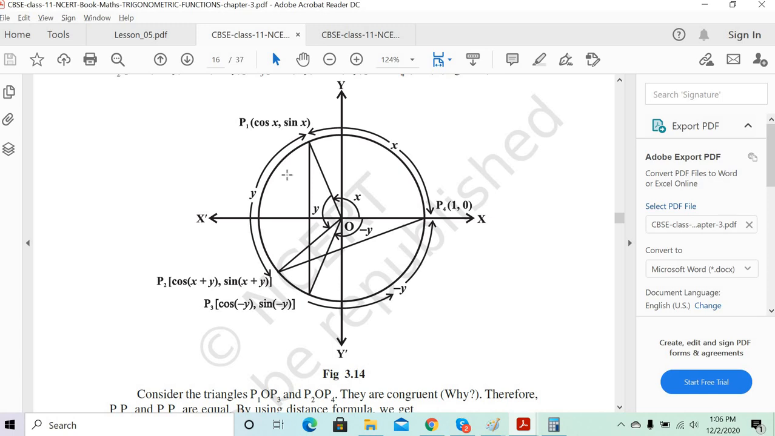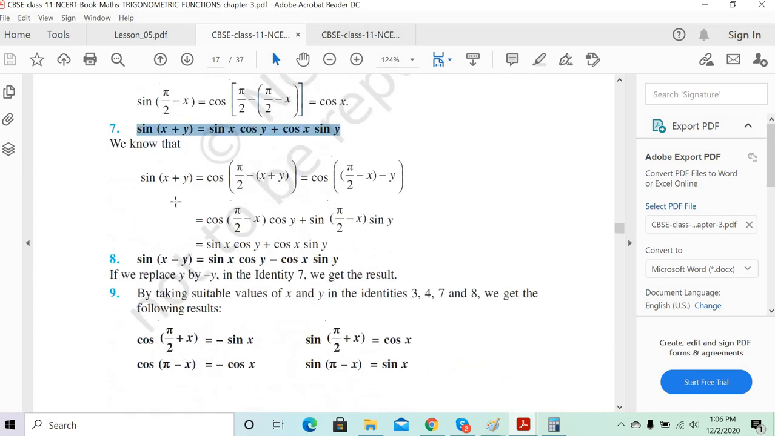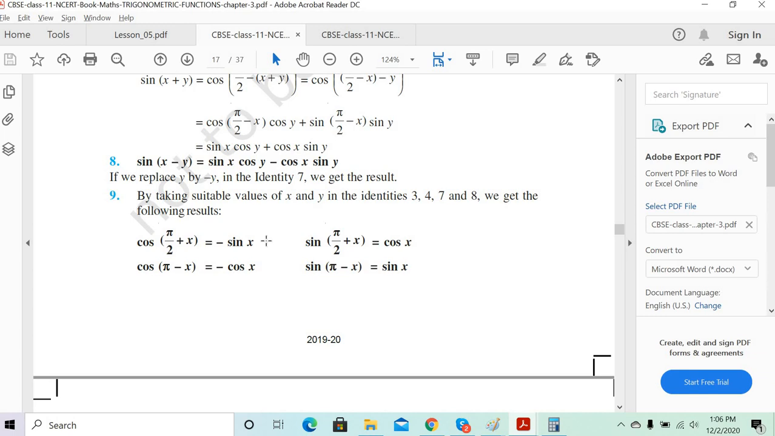So sin(90 plus theta) will be cos x because it is complementary, and it is a positive sign because it is coming in the second quadrant. Second quadrant sine is positive. Clear? Any questions, any doubts? Can you repeat it? Sin(90 plus x) is equal to cos x.